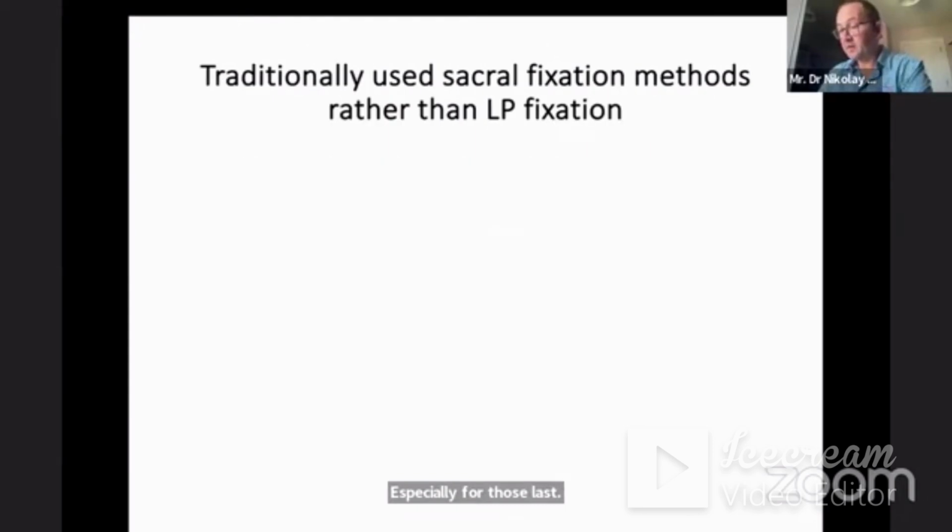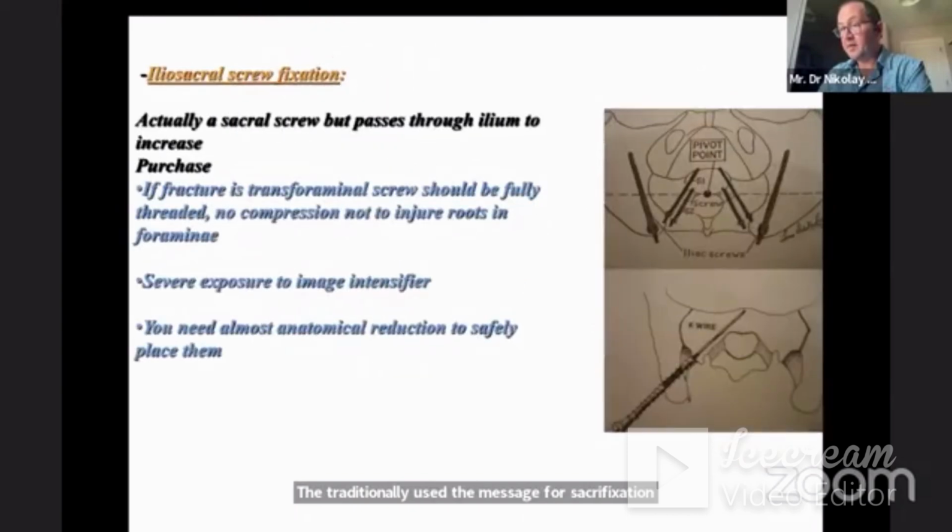Before talking about the most innovative part of my talk, the traditionally used methods for sacral fixation rather than the lumbopelvic fixation are the iliosacral screws. Actually, they are sacral screws that take advantage of passing through the iliac bones, and then in this void between the sacrum and the ilium, and then pass as a sacral screw, and it fixes those longitudinal fractures in a very good way. But there are some very important points to talk about here.